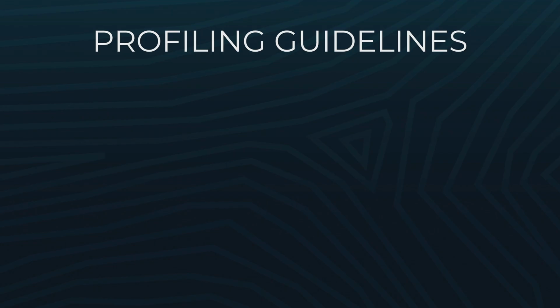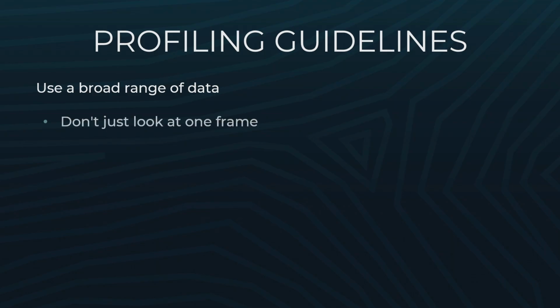So there's some guidelines we make sure to set when we're profiling at Tanglewood. And these are great in general to make sure that you're getting the most out of your profiling. So firstly, use a broad range of data. This means don't just look at one frame, because you never know, another frame might have a completely different set of priorities. And don't just look at one platform. As mentioned, depending on your hardware, you can run into many different issues. So make sure that you're looking at different platforms to prioritize the most valuable tasks there.